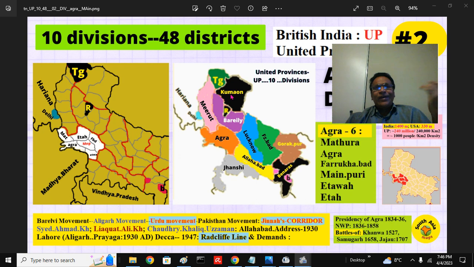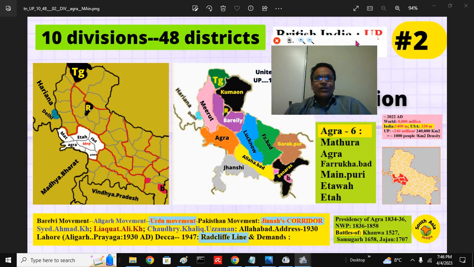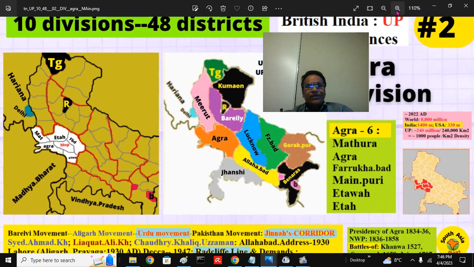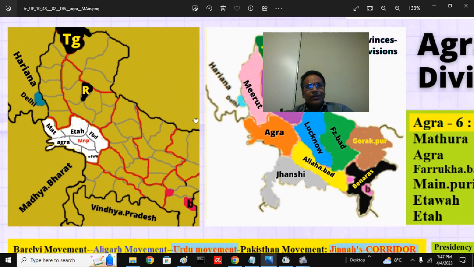You got 4. In the mountain region, that is today's Uttarakhand or Uttaranchal, this is Kumaon. This is Tehri Garhwal princely state. This is Rampur Nawabi state. This is Benarasi princely state of Narayani dynasty. Those are the 10 divisions, and you can see the 6 districts of this.